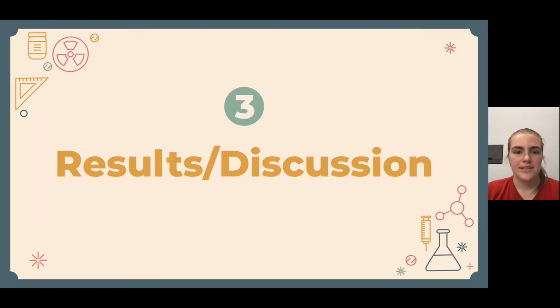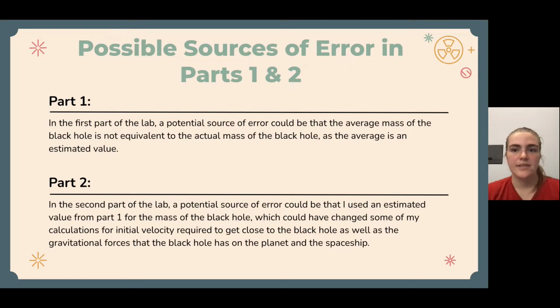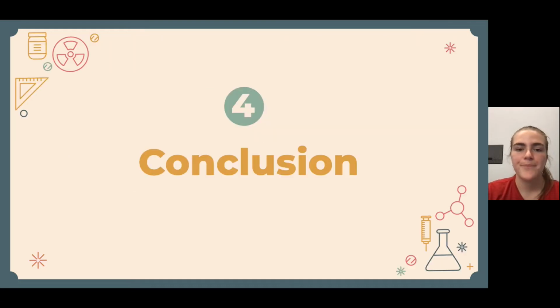So some of the results in discussion: some potential sources of error in part 1 are that the average mass is not equivalent to the actual mass because it's an estimated value, and this compounds into part 2, where using an estimated value could have changed some of the calculations for initial velocity, as well as the gravitational forces that the black hole has on the planet and spaceship.